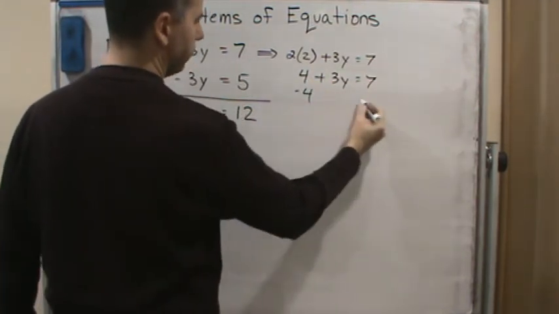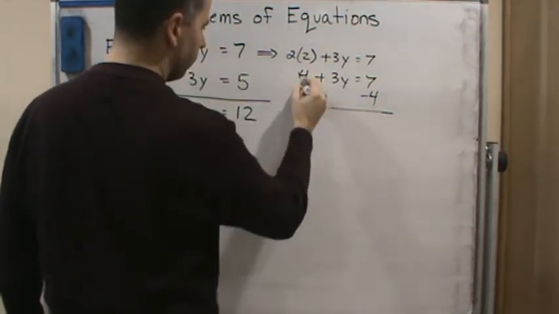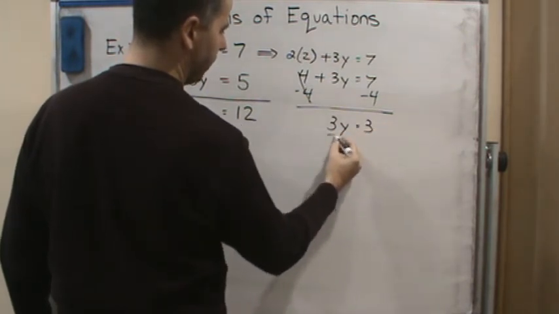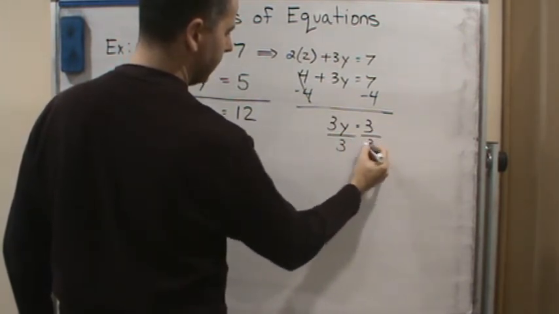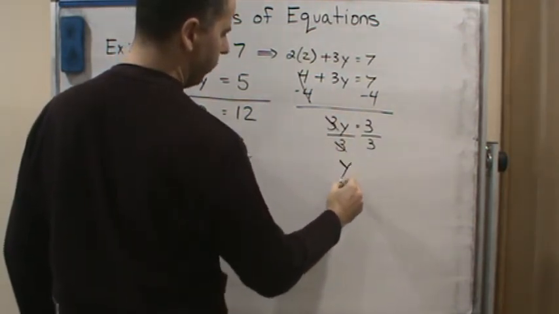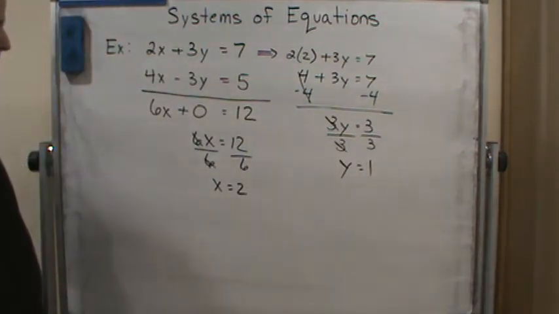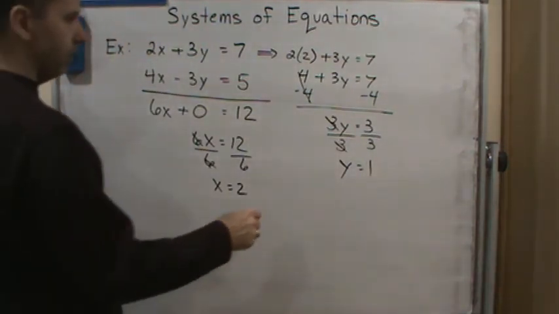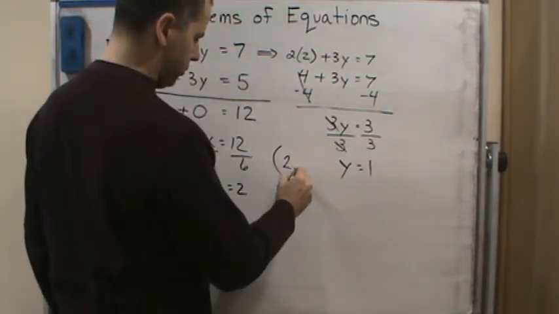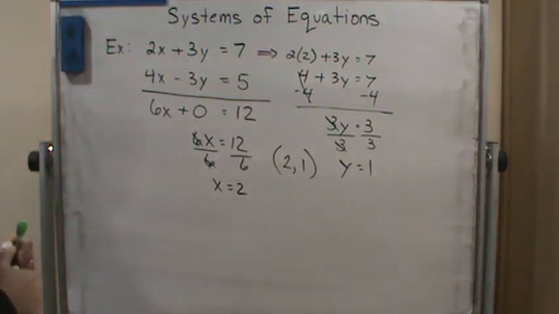So I subtract 4 from both sides, right? And then I get 3y equals 3. And then I divide both sides by 3, right? And 3 divided by 3 is 1. So I get y equals 1. And now I've got my answer. So my answer is the ordered pair (2, 1). And that's the solution to the system of equations.